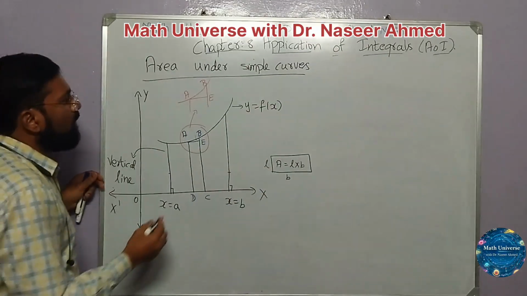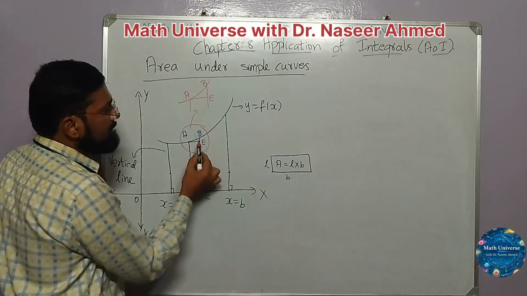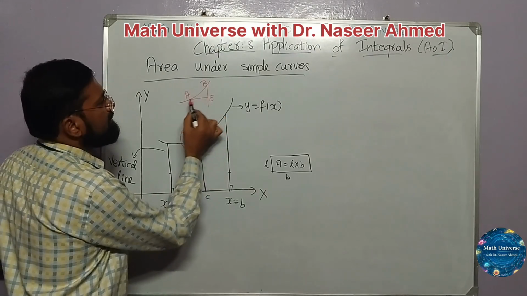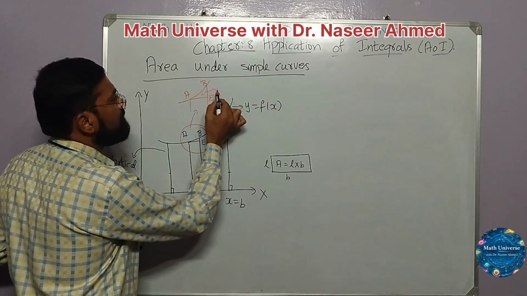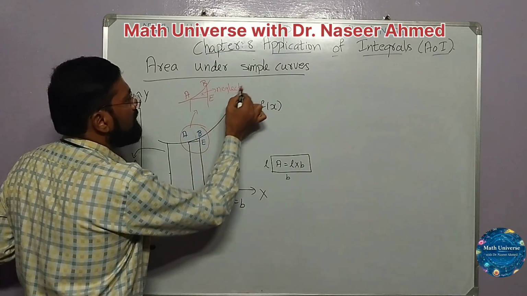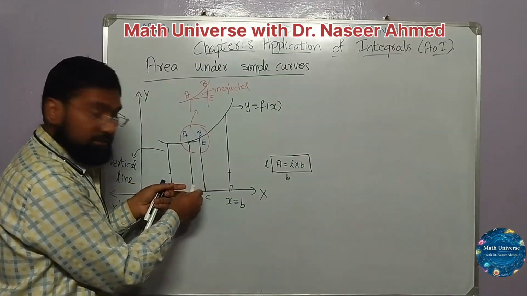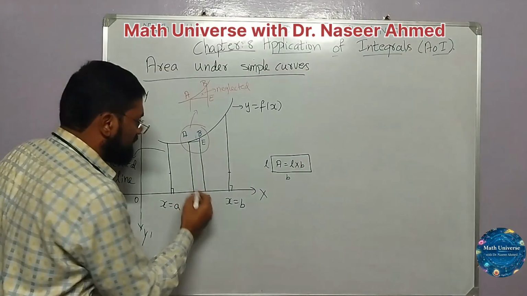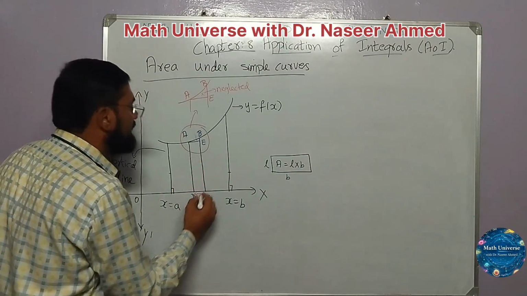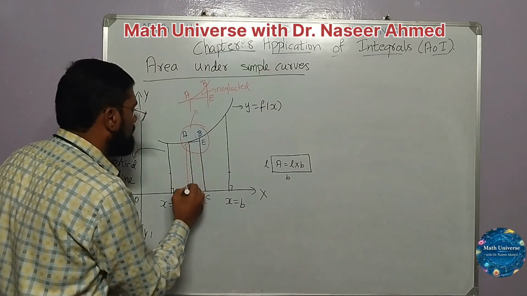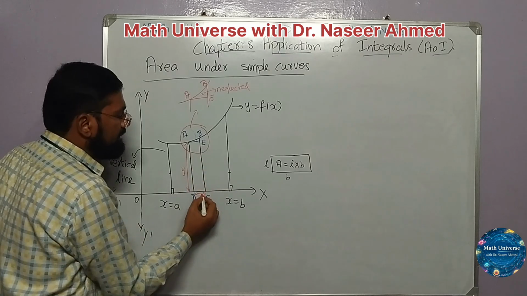Now see carefully what has happened. When I have drawn the rectangle here, some area is neglected. That is this area, A, E, B. This area is neglected. That's the reason we are trying to take a very small width. Now let us suppose that the width is dx and the height is y. And now we are going to only compute the area AECD.